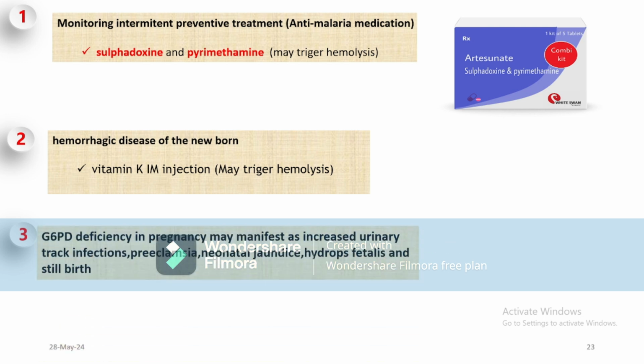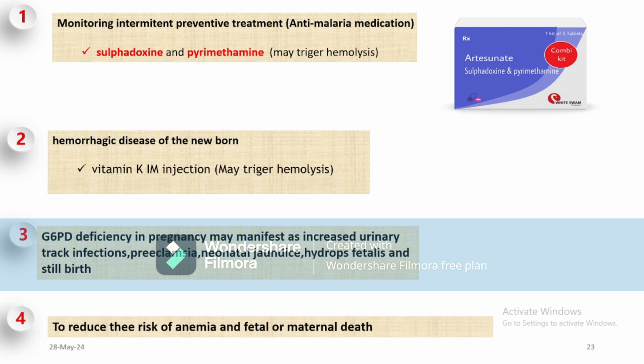The third one I talk about is that G6PD deficiency in pregnancy may manifest as increased urinary tract infections, preeclampsia, neonatal jaundice, hydrops fetalis, and stillbirth. Because once there's G6PD deficiency, all these symptoms will be shown. And the last one is to reduce the risk of anemia and fetal or maternal death. Of course, that is the main aim of why we do that.